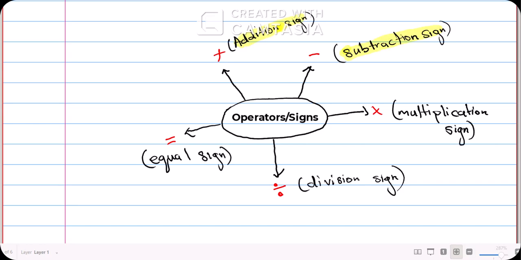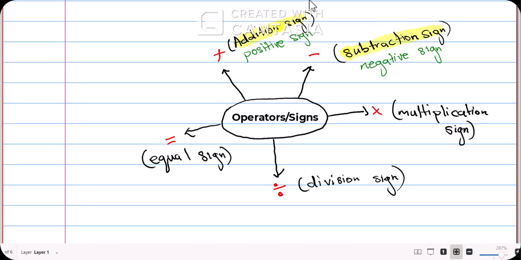There are these two signs, the addition sign and the subtraction sign. The plus sign or addition is also called the positive sign. You should bear that in mind. Then the minus sign is also called the negative sign. You should bear that in mind. So these are signs or operators.